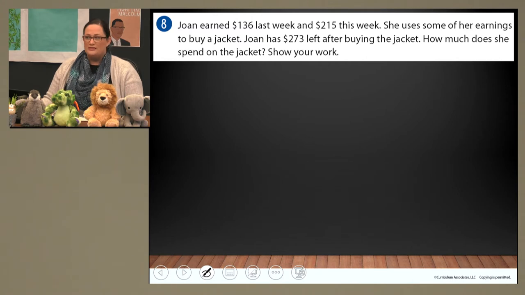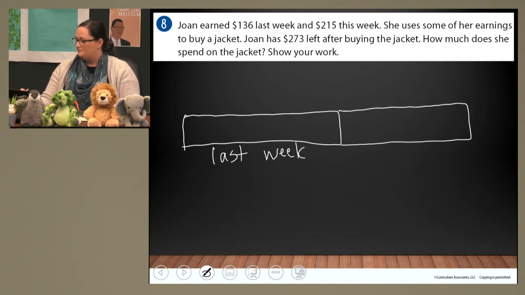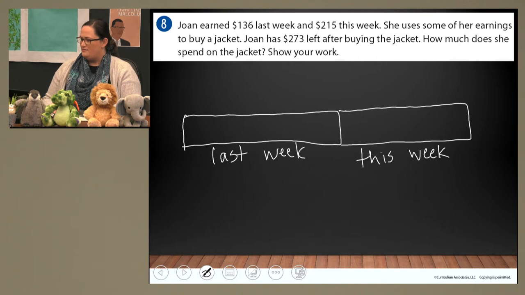Show your work. What's happening? Yeah, Joan's got this money. She earns it, then she spends some on a jacket and she has some money left. Okay, so how can we draw that in a model? Well, we know that there's two amounts that Joan earned, last week and this week. So we can have a last week, and we can have it this week. Okay, and that's gonna make a total, and this is actually a two-part question.